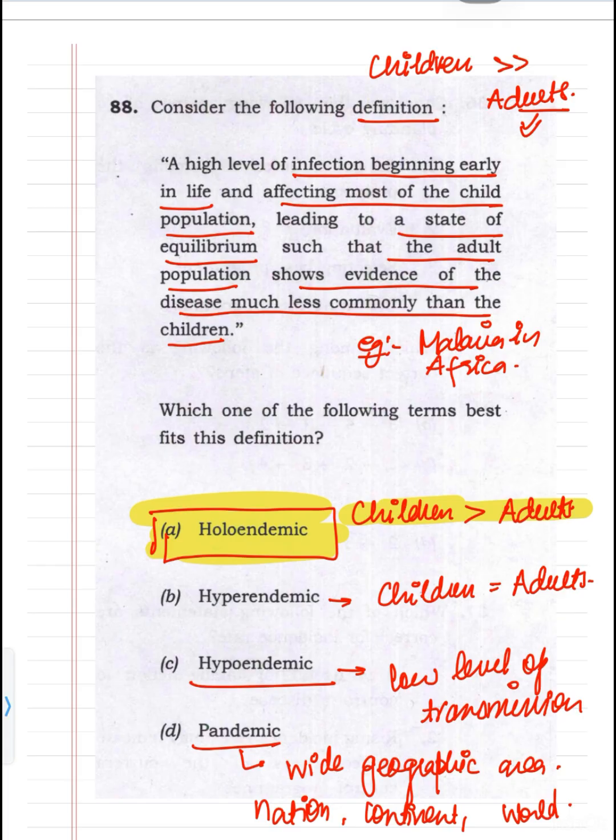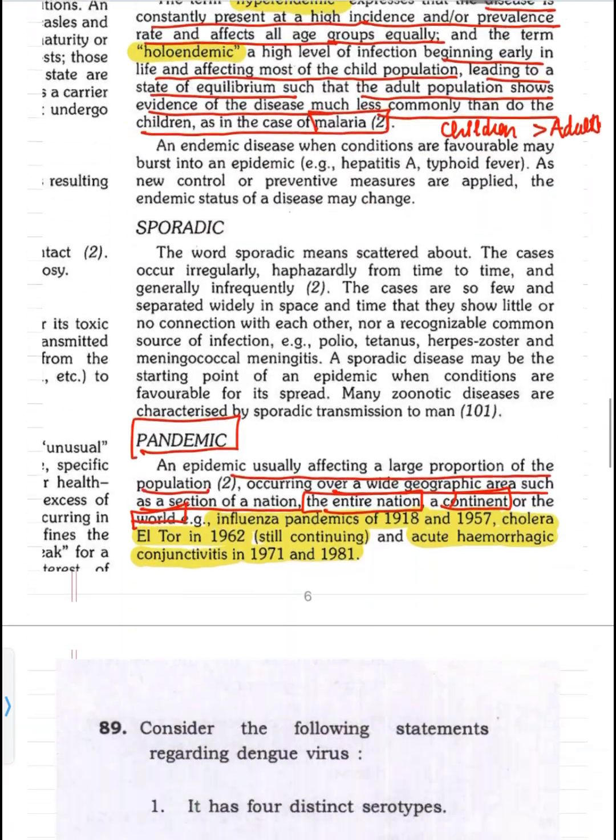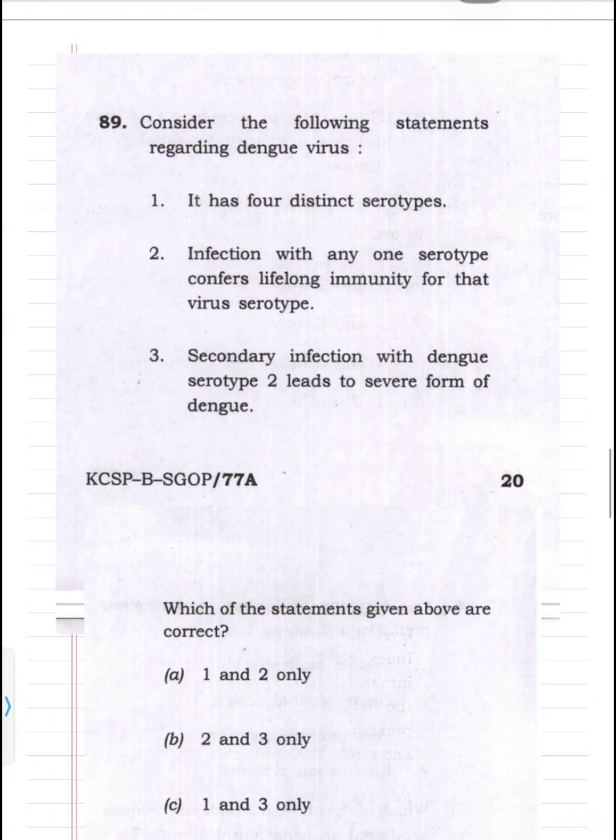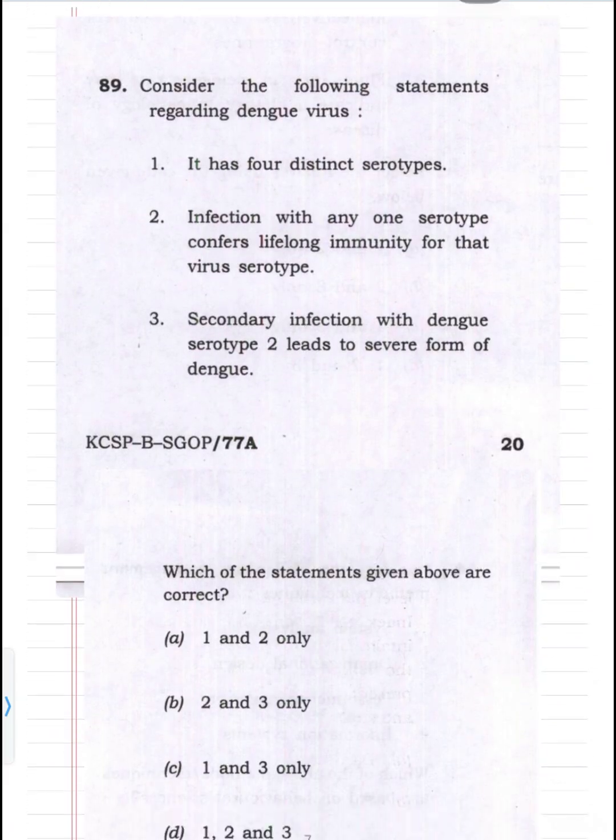Now, going to question number 89. Consider the following statements regarding dengue virus. It has 4 distinct serotypes. So this is correct. This is DEN 1, DEN 2, DEN 3, and then DEN 4.